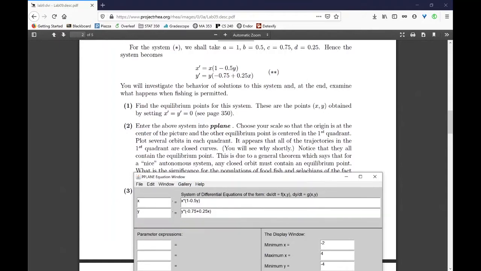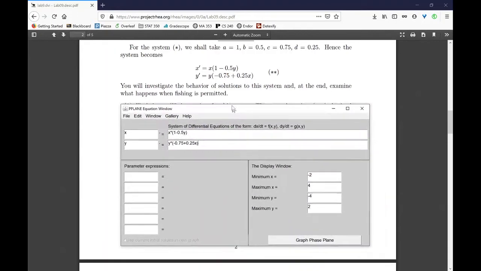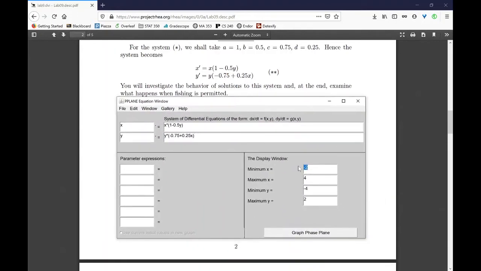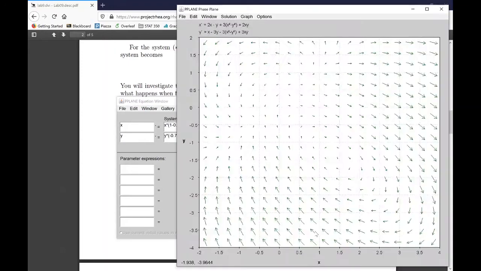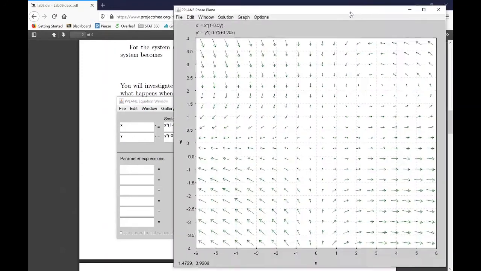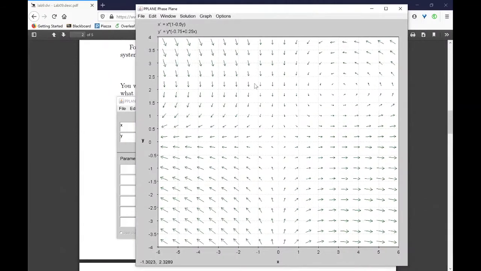Now choose your scale so that the origin is the center of the picture, and the other equilibrium point is centered in the first quadrant. We can do that. Let's set our minimum x to be negative 6, our maximum x to be 6, our minimum y to be negative 4, and our maximum y to be 4. So let's graph it. Now, let's plot a few of these curves in each of these quadrants.